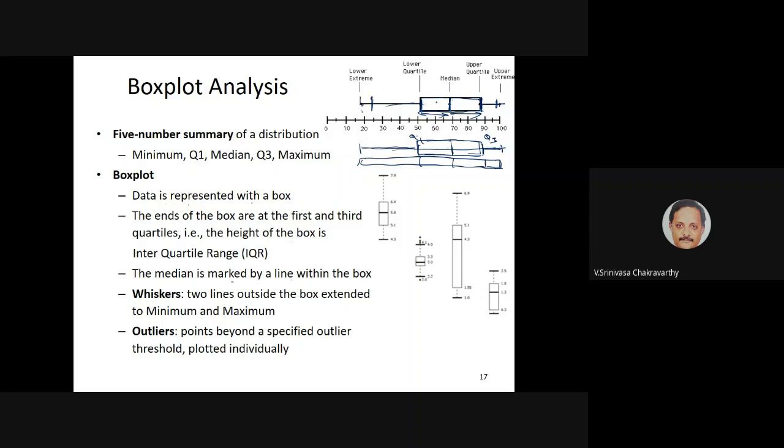Around the median, you see that these two values need not be the same. The difference between the lower quartile and median and the upper quartile need not be the same, because the data doesn't have to be symmetric around the median.